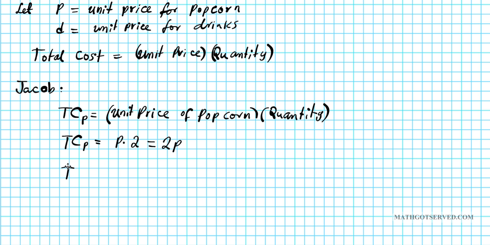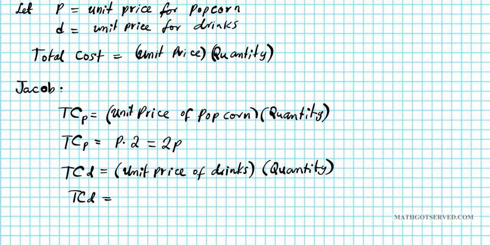How about the total cost for drinks for Jacob? The same idea: unit price, that was the price of 1 drink, times how many drinks he bought. If you look at the problem, he bought 3 drinks. So P times 3, oh, I'm sorry, it's not P, it's D. The unit price for drinks is D, so D times 3, which is 3D.